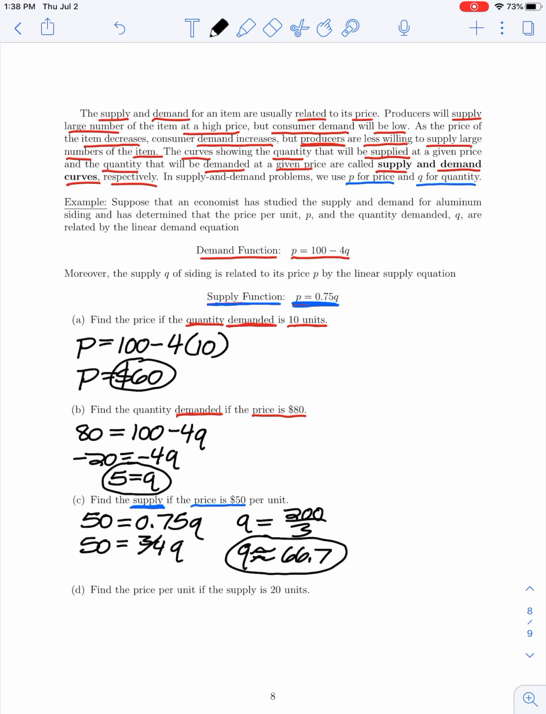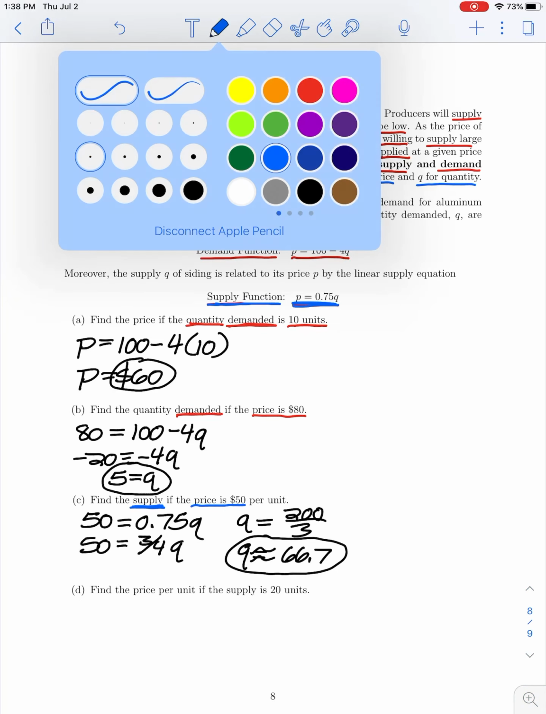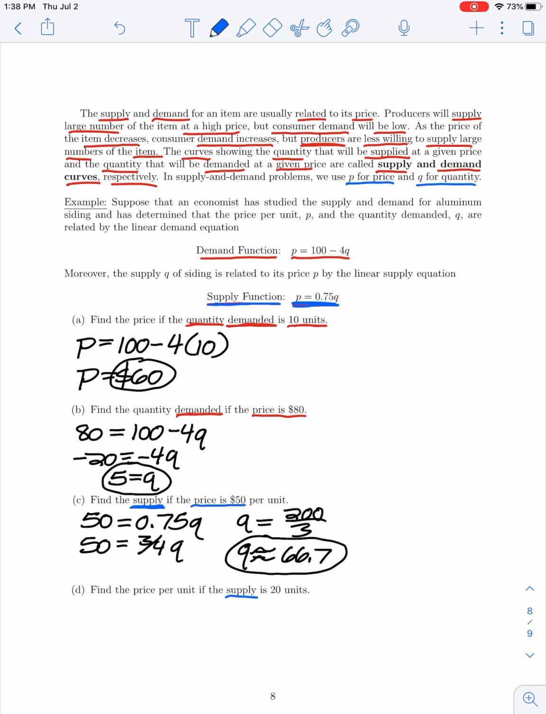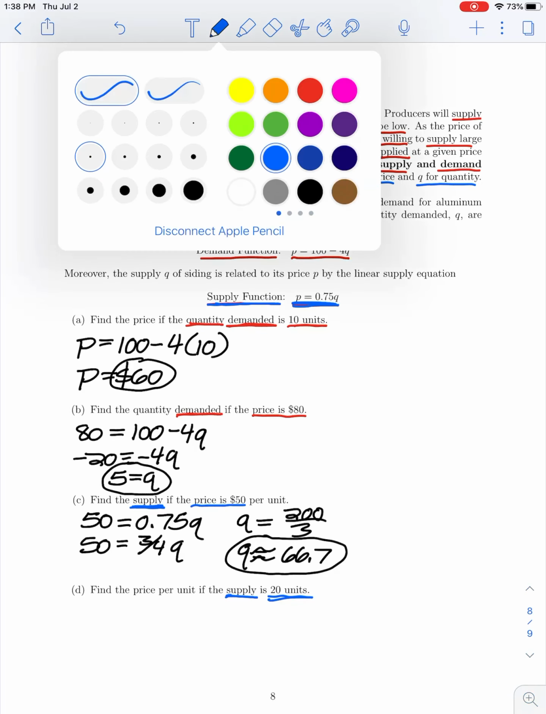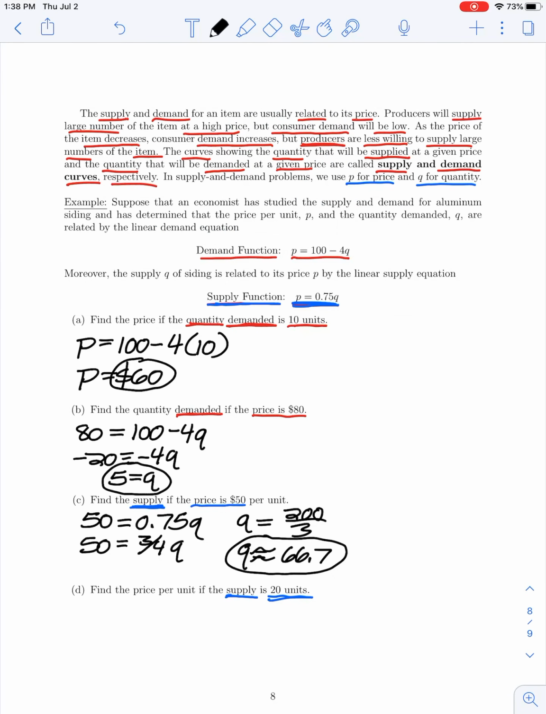Now in part D, we're asked to find the price per unit if the supply is 20 units. So here again, we're working with our supply function, and the quantity supplied is 20 units. We want the price. So using our supply function, the price is 0.75 times the quantity, where the quantity supplied was 20. So here our price is 3/4 of 20, which would be $15 per unit. Okay.